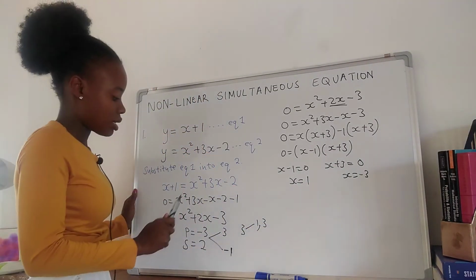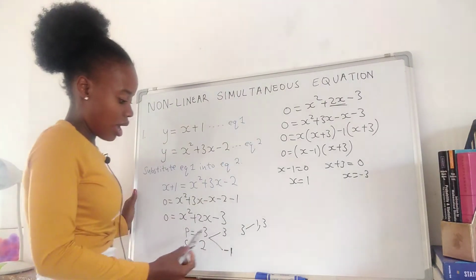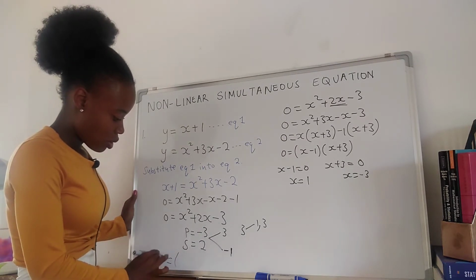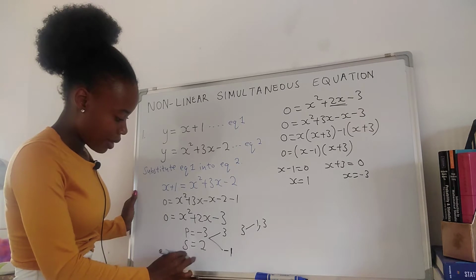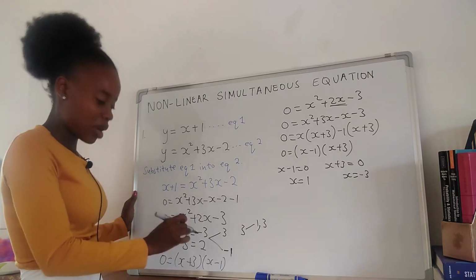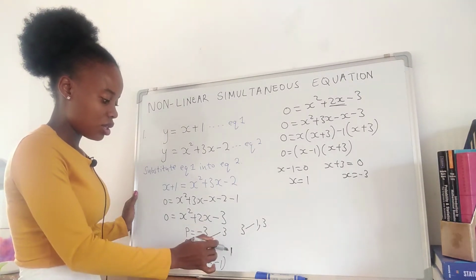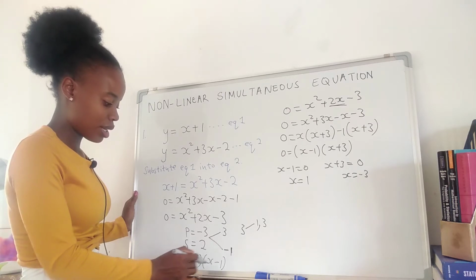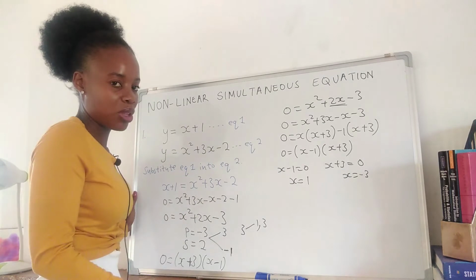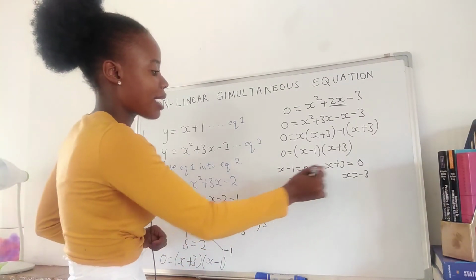Since the coefficient of x squared is just 1, after this step, you can just say x plus 3, x minus 1. If the coefficient of x squared is 1, that's where you can just use these two, right? Plus 3 this side, minus 1 this side. If it's not, you use the long method to factorize. Now we managed to find our x's.